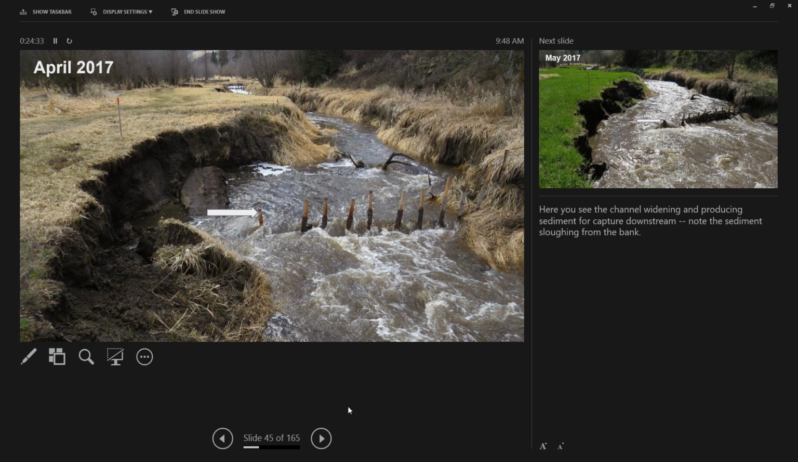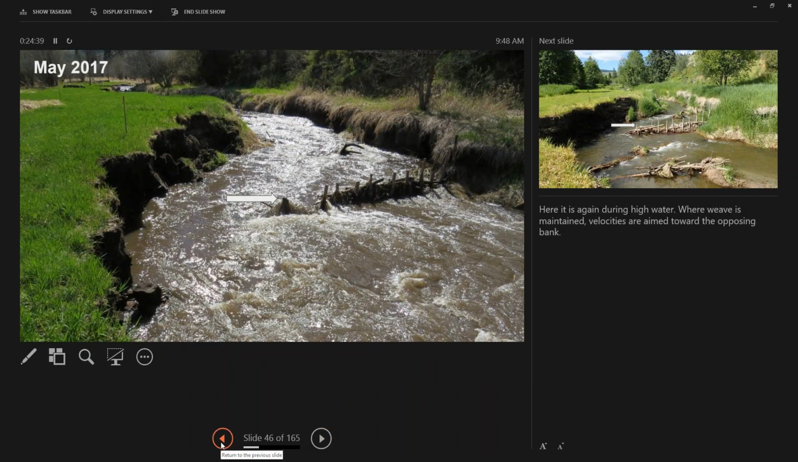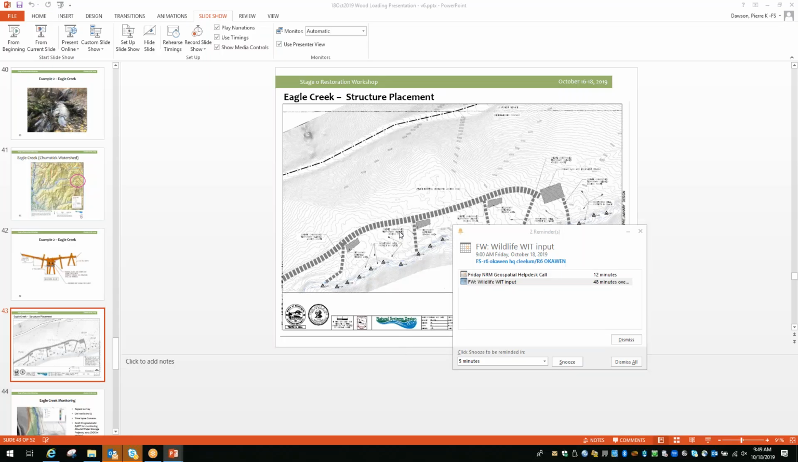Okay. We're stuck on this slide for a minute, so let's just take a closer look at it. You're looking upstream. And this is just a little bit later. The stream continues to push its way onto the right bank.